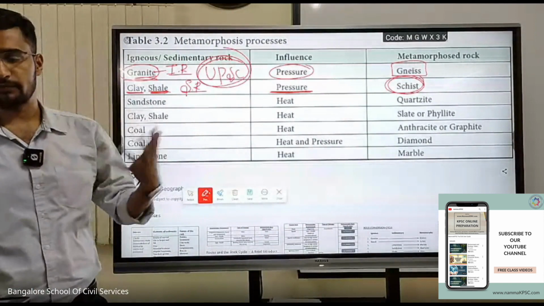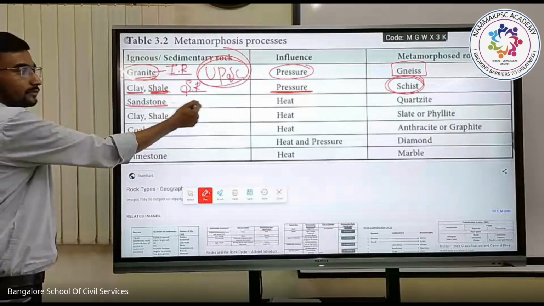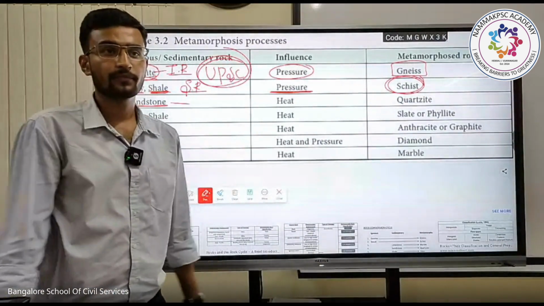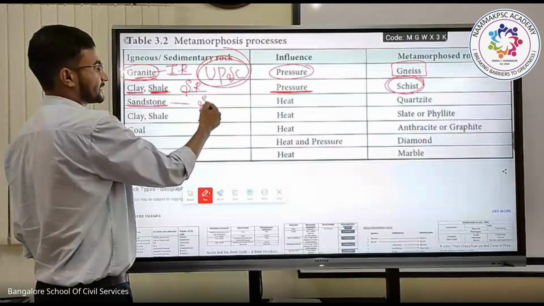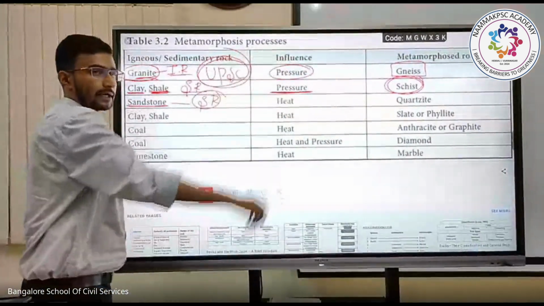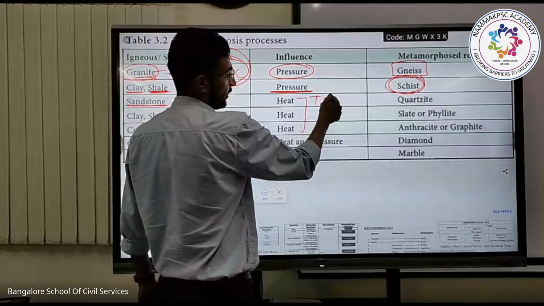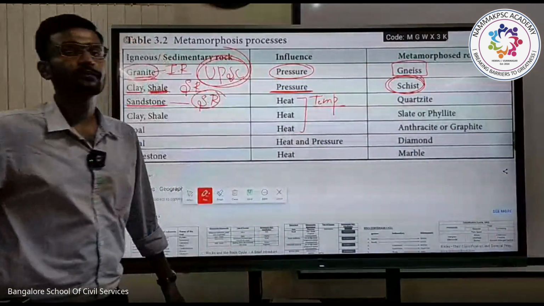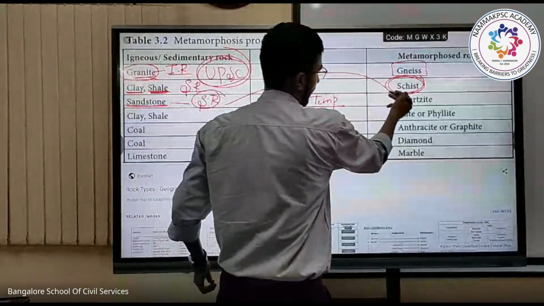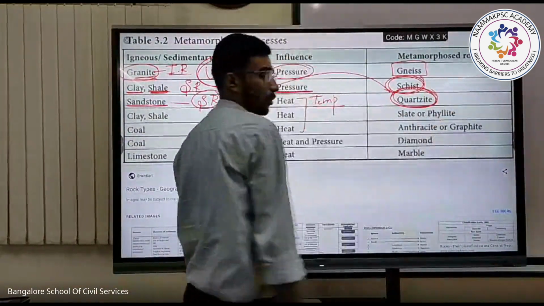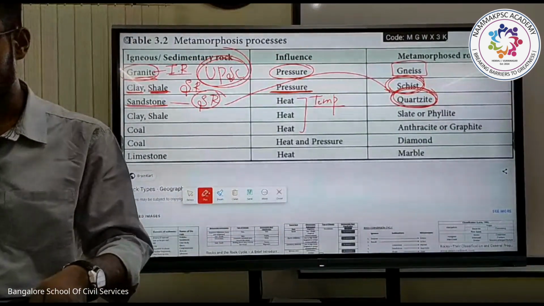Second major important one. The third one is our sandstone. Is it igneous or metamorphic or sedimentary? It is sedimentary again. It is a sedimentary rock which is converted into quartzite via temperature. We call it quartzite.